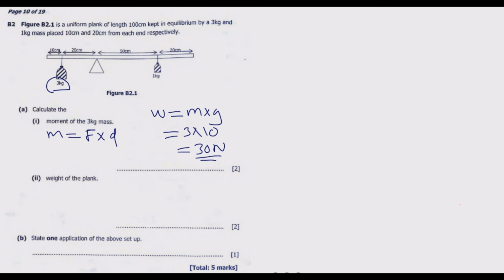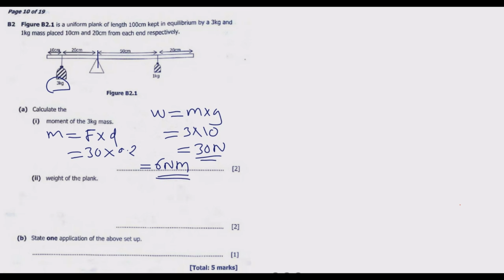From the pivot, we have 20 centimeter. So 20 centimeter needs to be converted to meters. If in 1 meter we have 100 centimeters, how many meters are in 20 centimeter? It's 20 divided by 100, which is 0.2 meters. Hence the moment is equal to 30 Newton multiplied by 0.2 meters. Then we end up with 6 Newton meters as the moment of the 3 kg mass.